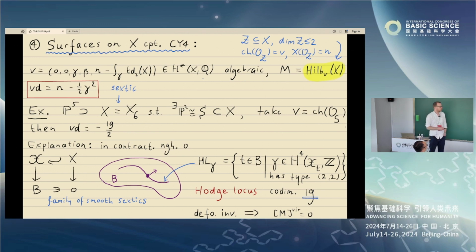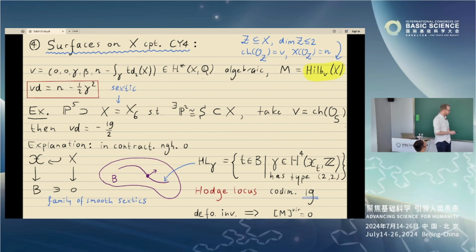Let us go to perhaps the simplest case you could consider, namely the sextic Calabi-Yau fourfold in P^5, and in particular a special sextic, one that contains a plane S. The general sextic does not contain a plane, but special ones do, like the Fermat sextic. Let v be the Chern character of O_S. Then unfortunately, when you calculate this virtual dimension, it's negative and not even an integer. So there are multiple reasons why the virtual class is 0. A heuristic explanation for what's happening is as follows: the family of all smooth sextics, curly X over B, with our original sextic over 0.